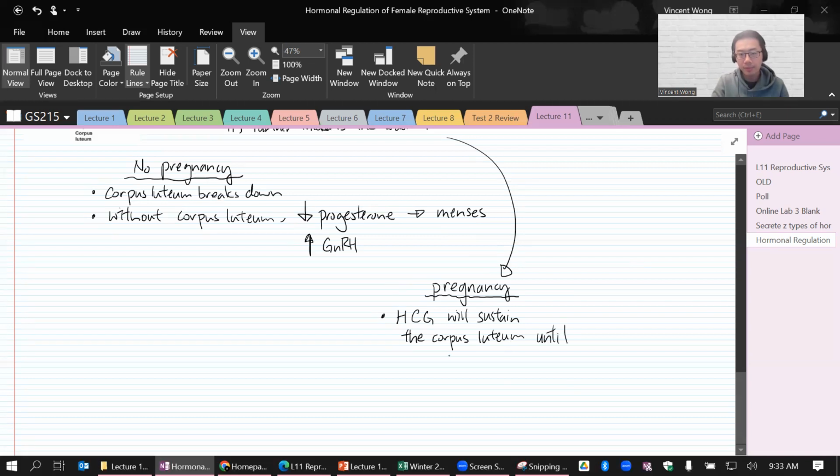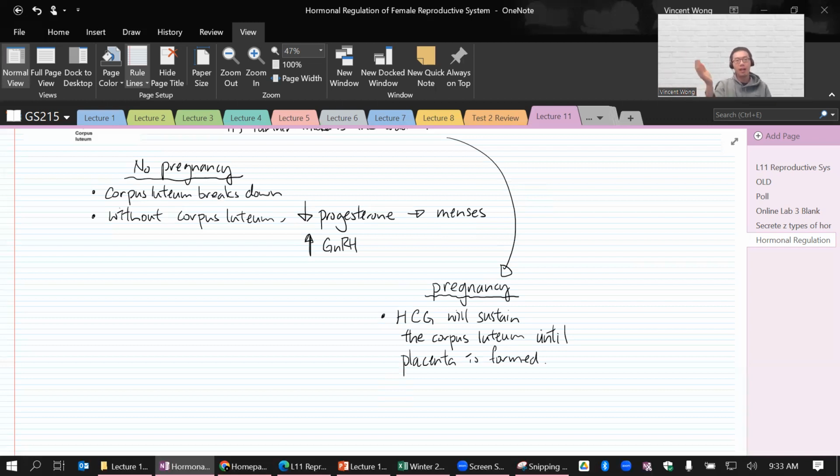until the placenta is formed. The placenta is the structure that connects the mother to the baby, and the baby to the mother. Once the placenta is formed, the placenta will create its own supply of estrogen and progesterone. Then you don't need the corpus luteum anymore. So pregnancy kits test for HCG. If you have HCG in your urine, which means it's in your blood, then it's pregnancy.